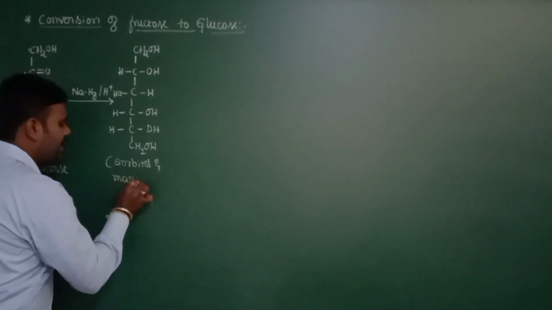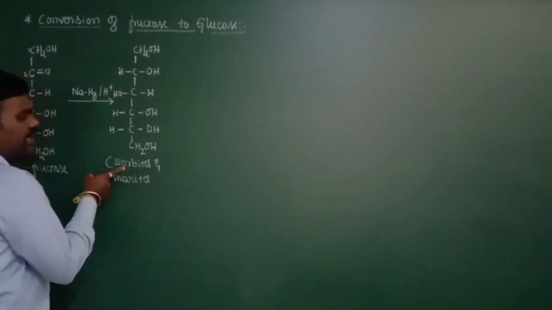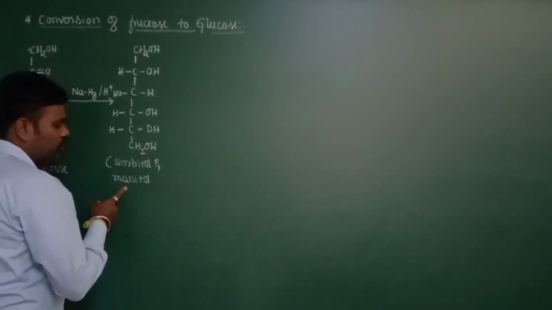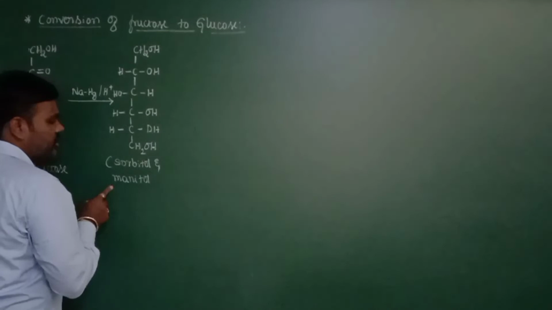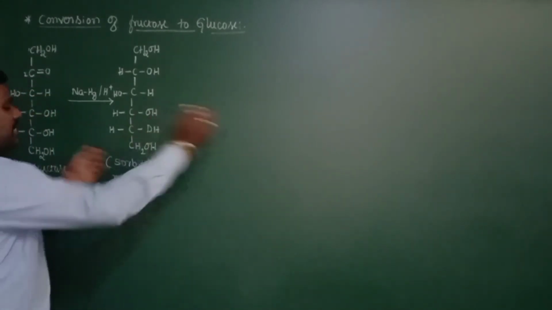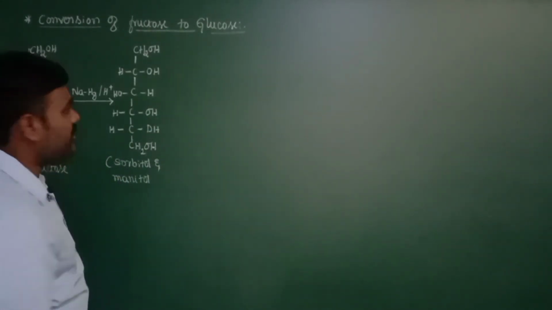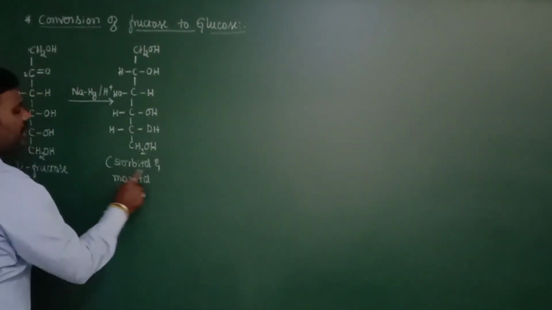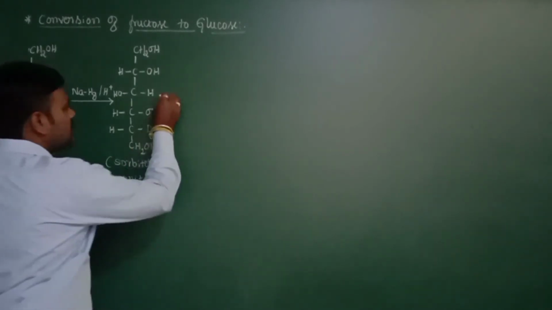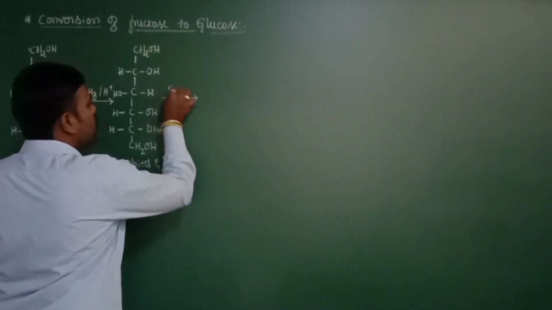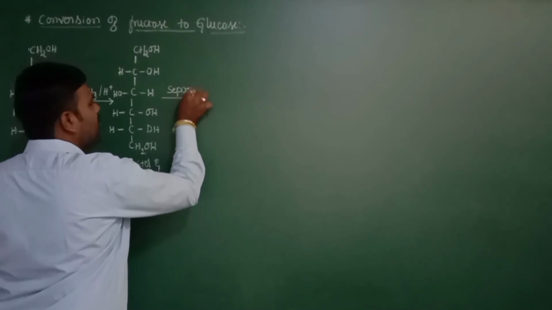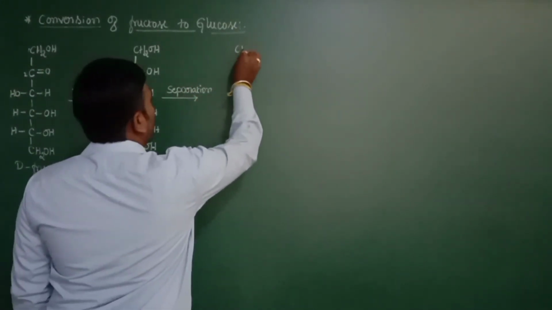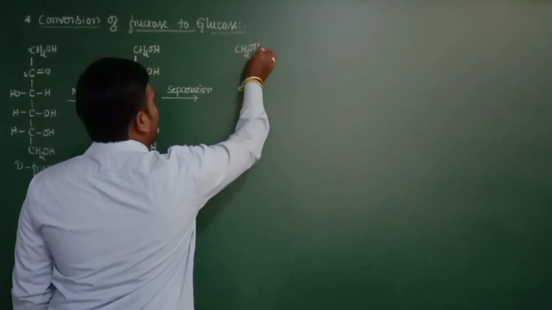But in order to get glucose, we need only sorbitol. If you proceed with mannitol, you are going to get mannose. And if you proceed with the same mixture, some percentage of glucose and some percentage of mannose will be obtained. But since we are focusing only on conversion of fructose into glucose, we require only sorbitol. So from this mixture, we need to separate the mannitol. When you separate the mannitol, we are going to get only sorbitol.